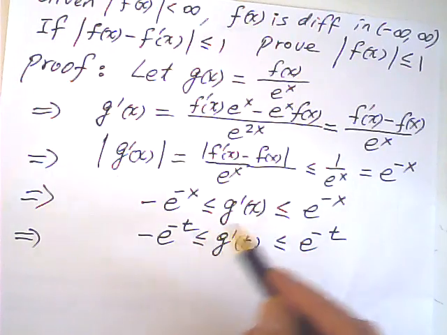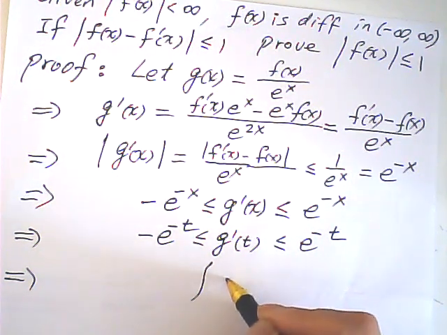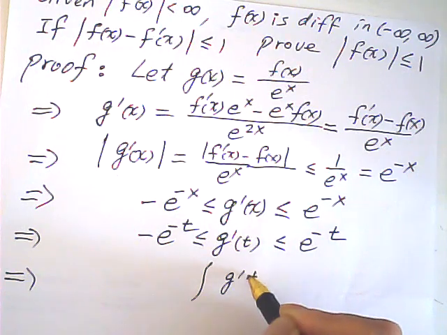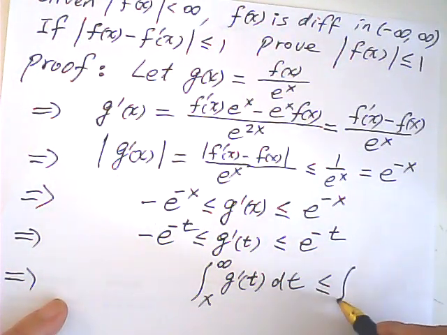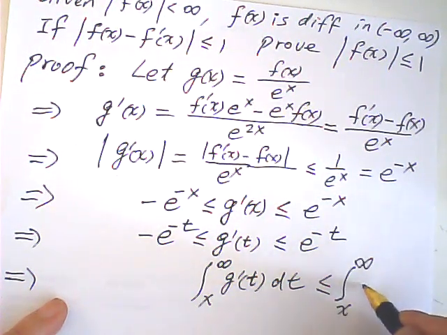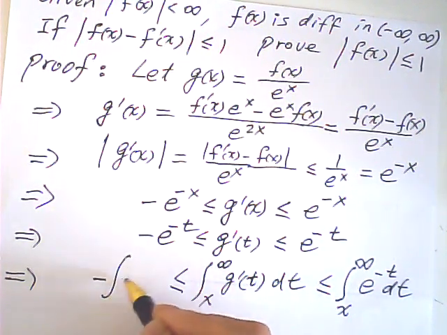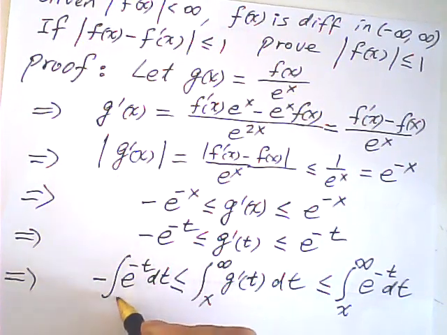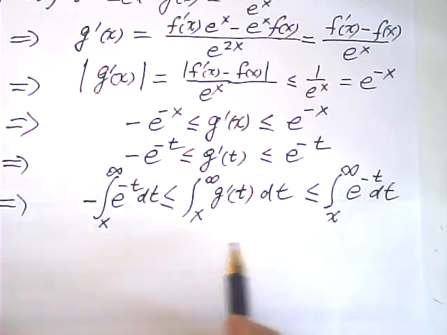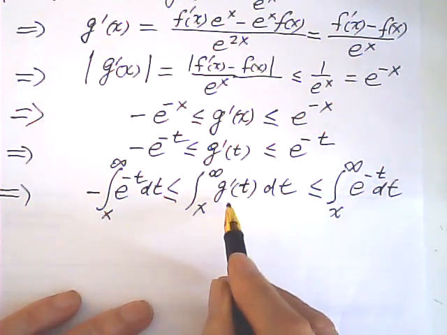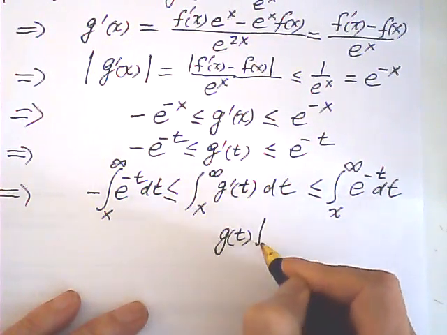The reason I'm using t instead of x is because I want to use the integral of g prime of t from x to infinity. It would be less than or equal to the integral from x to infinity of e to the negative t dt, and greater than or equal to the integral of negative e to the negative t dt from x to infinity. I must be very careful. This one is equal to g of t from x to infinity.